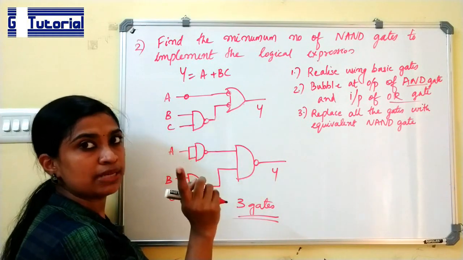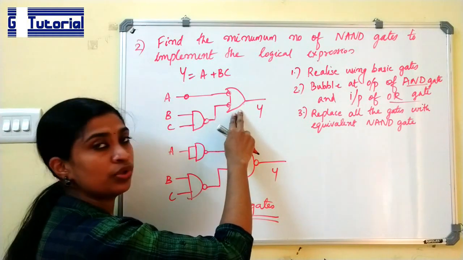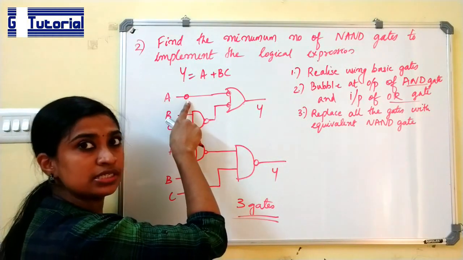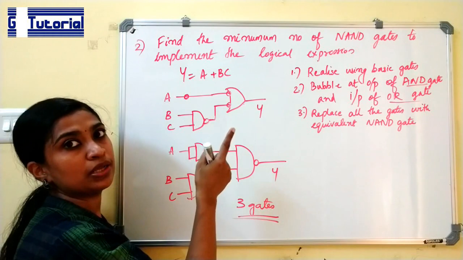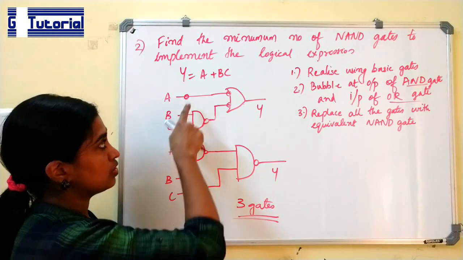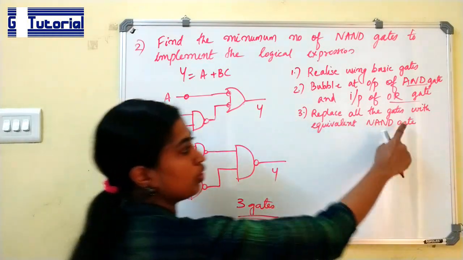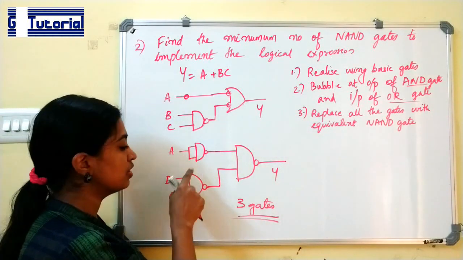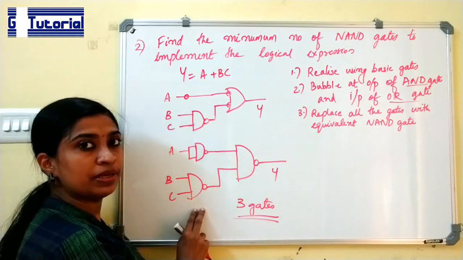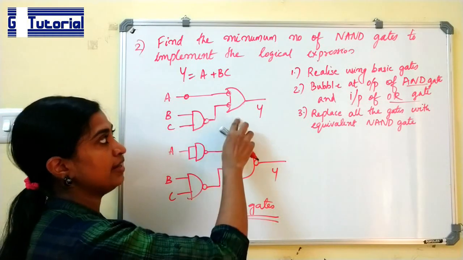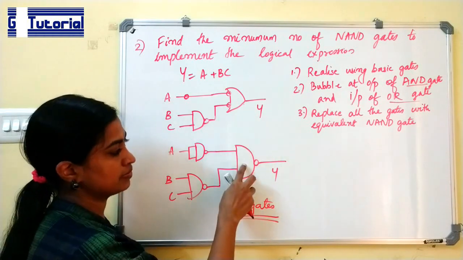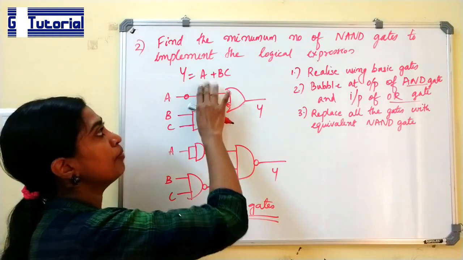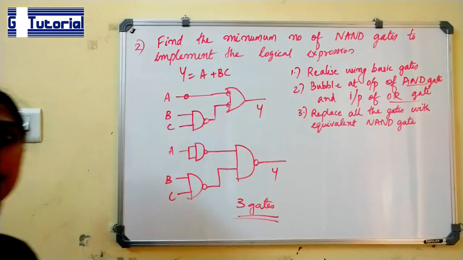I have given the equivalent symbols before. This is an equivalent of a NAND gate, and NOT also. This is a NOT operation. This NOT operation can also be implemented using a NAND gate. So we are replacing all the gates with equivalent NAND gates. Replacing this bubble with a NAND gate. This is a NOT operation. Next, this has already been a NAND gate, and this is an equivalent of a NAND gate. So now we can count the number of gates. The 3 gates are required to implement this expression. Next question.